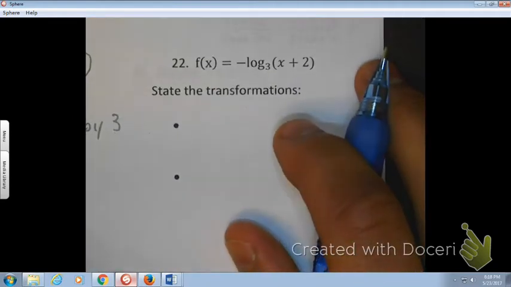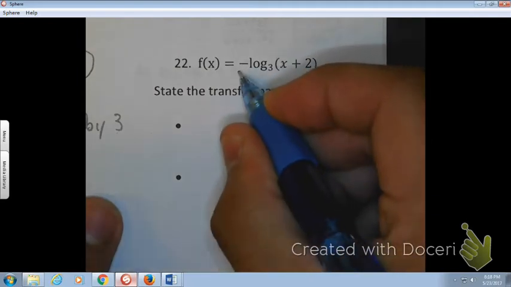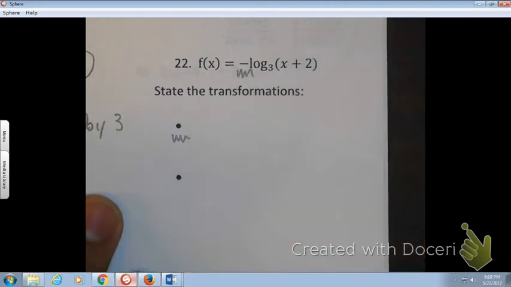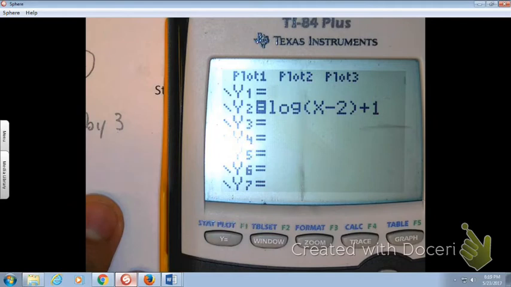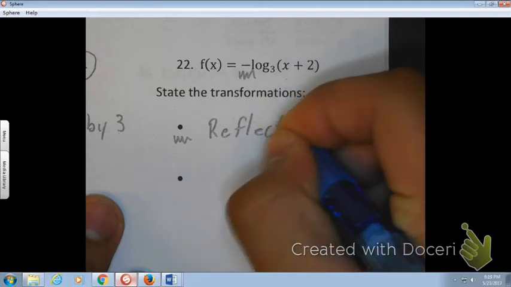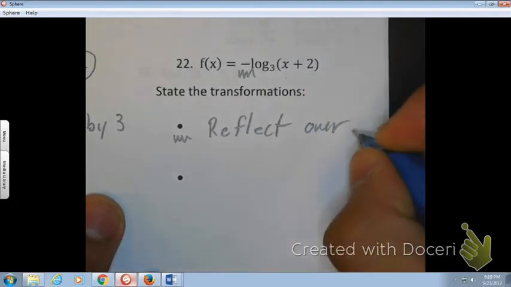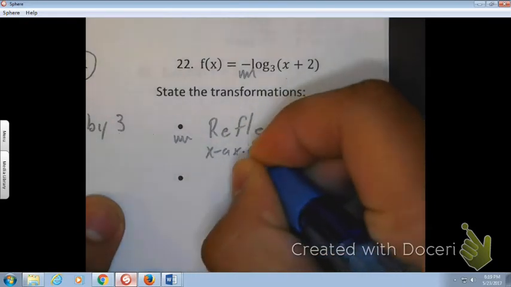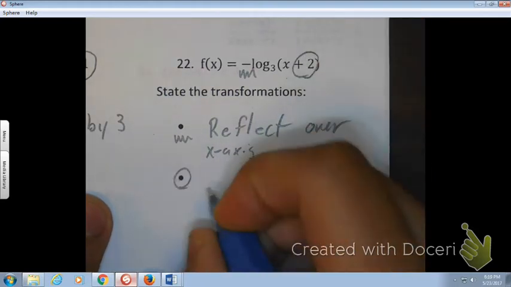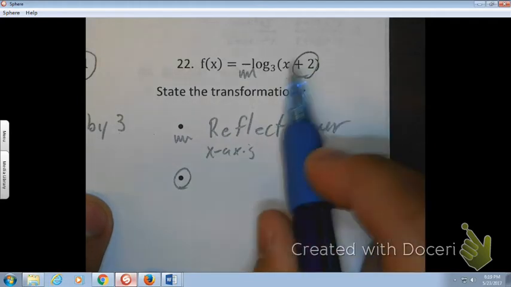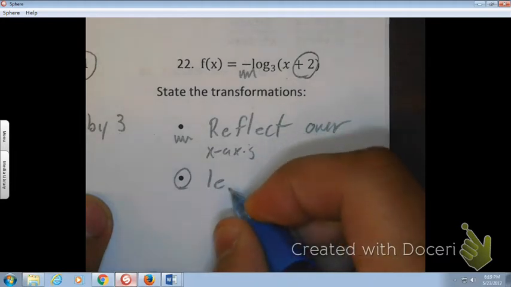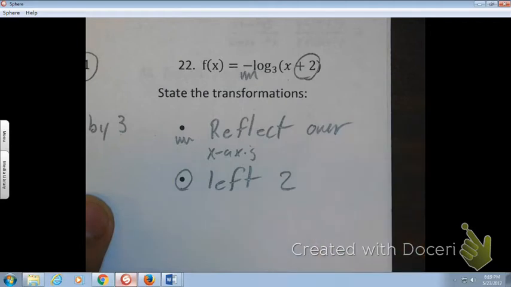For number 22, this negative right here is going to make it reflect over the x-axis. This plus 2 is going to make it go, positive numbers go to the left, okay? This makes it side to side. If it's inside the parentheses, it makes it move side to side. It's going to make it move to the left 2. So now we can test it out again.